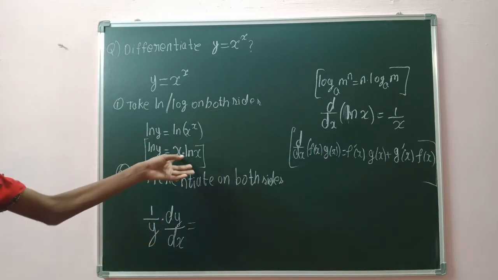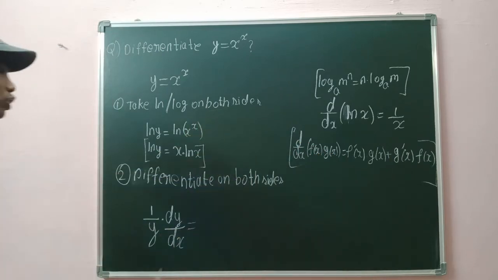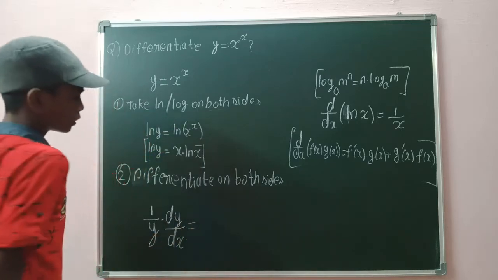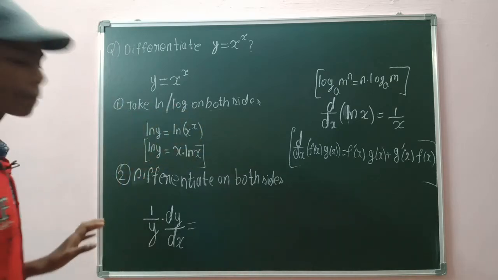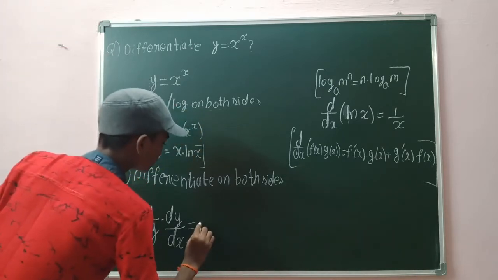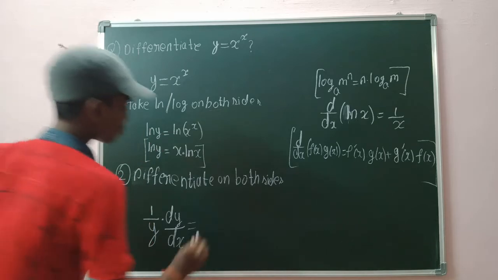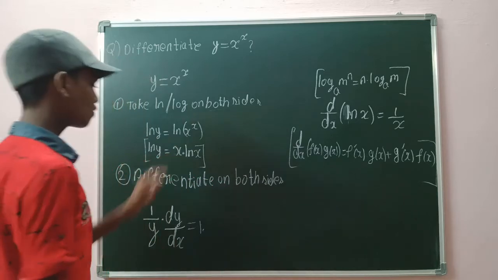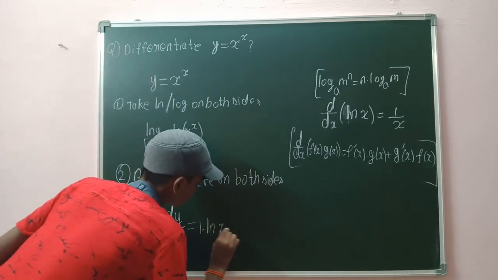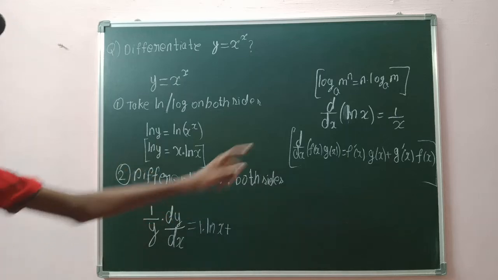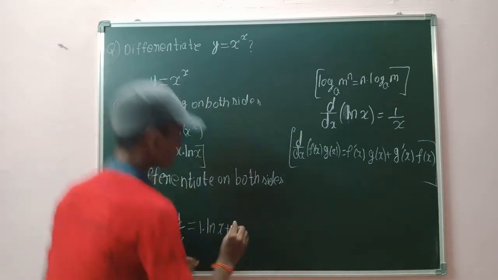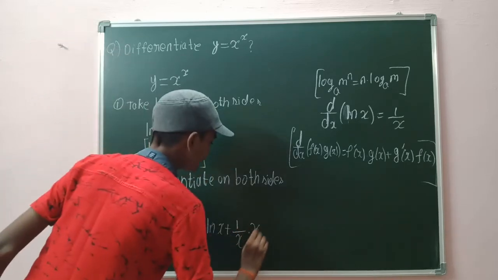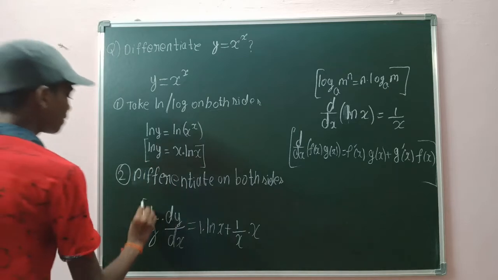So if you need to differentiate the RHS, it is x into ln of x, use the same product rule. First function derivative: derivative of x is 1, x power 1 minus 1. Hence the derivative of x will be 1 into the second function. Second function is ln of x only. Then plus the second function's derivative, ln of x derivative is 1 by x into the first function, that is x. That's all. This is what we got now.